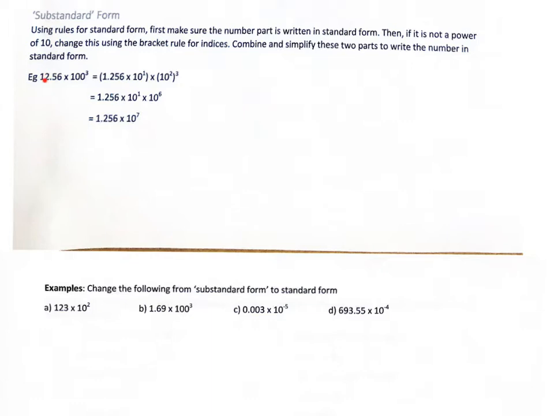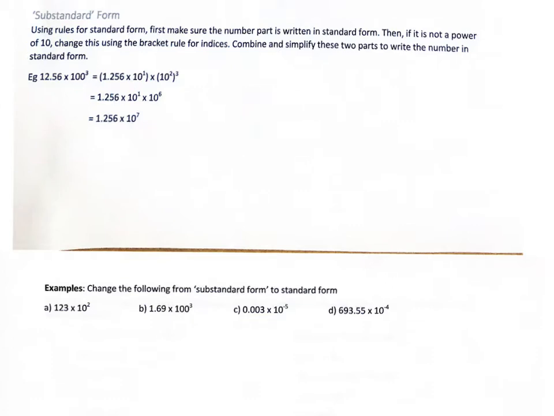What we have in substandard form are things that are obviously not in that form. Here we've got an example with 12.56. 12 is not between 1 and 10, and we're also multiplying by 100 rather than a 10. So it's doubly substandard form because both components are out of standard form. The way we do that is we express each of the numbers in terms of standard form. So 12.56 in standard form would be 1.256 times 10 to the power of 1.